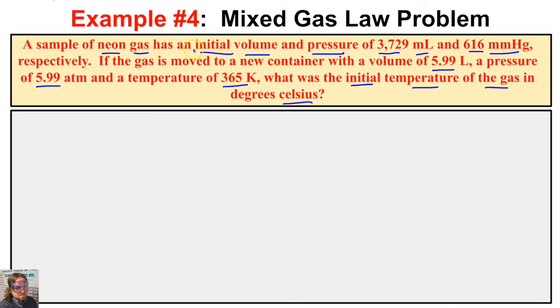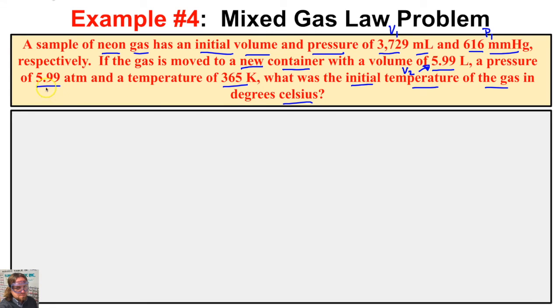It tells us right off the bat that this gas has an initial volume. That means a first volume and first pressure of this right here and this right here. So milliliters is volume, so here's our V1, and millimeters of mercury is pressure, so here's our P1. The gas is then moved, so there's a change in this gas. It's moved to a new container, and so the volume of this gas is going to become 5.99 liters. This is going to be your V2.